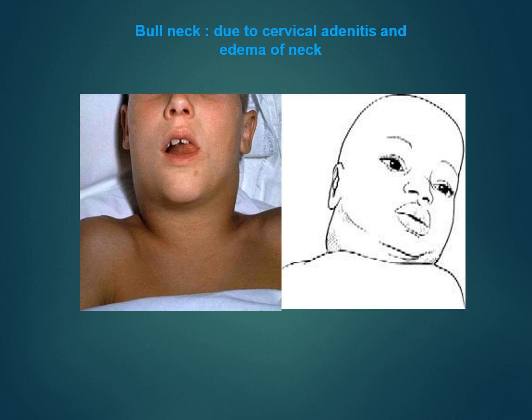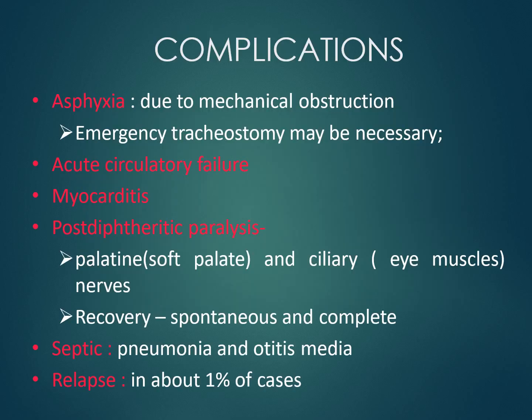The complications of diphtheritic infection include asphyxia, that is a poor supply of oxygen to the lungs, due to mechanical obstruction. If the person is affected by asphyxia, an emergency tracheostomy may be necessary. It is a medical procedure that may be temporary or permanent. It may also lead to acute circulatory failure and myocarditis, and the diphtheria toxin can also lead to post-diphtheritic paralysis. So it may affect the palatine and ciliary nerves. Recovery may also occur, either spontaneous or complete.